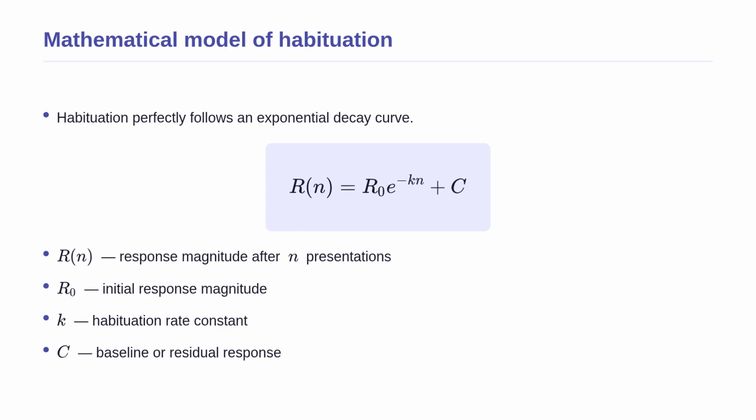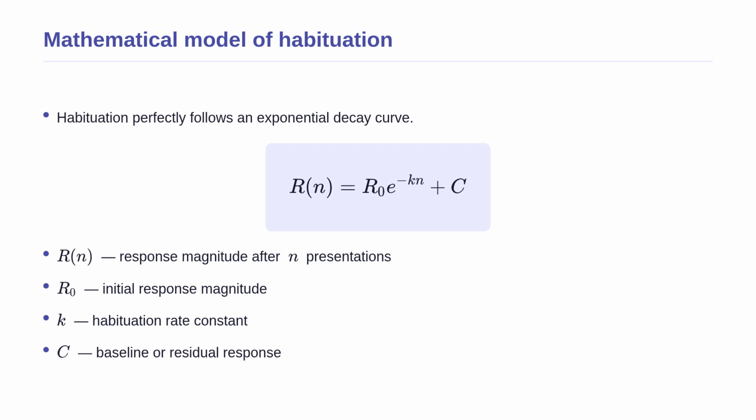Now that we understand the biological concept, let us look at how we can model it mathematically. Because the animal's response drops off very quickly at first and then levels out, it perfectly follows an exponential decay curve. The formula is R(n) = R₀ · e^(−kn) + c. Let us break down these symbols.